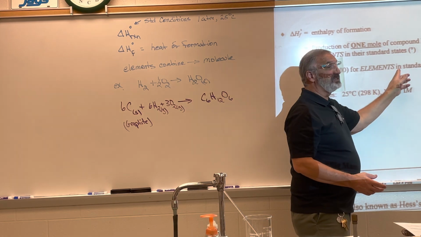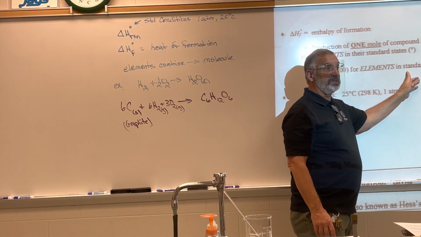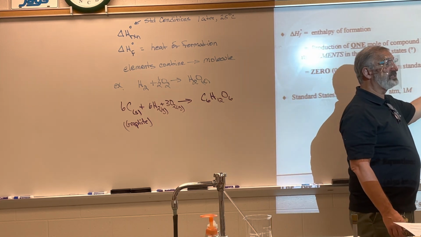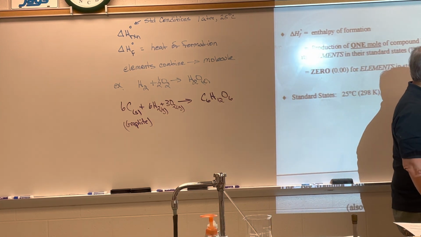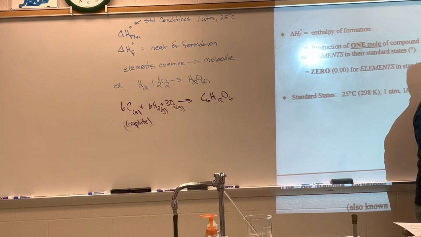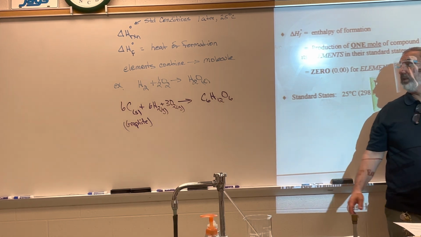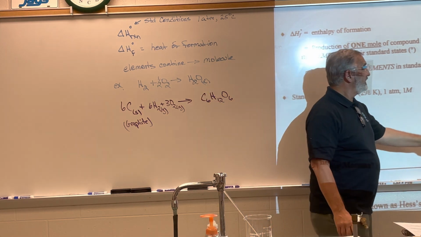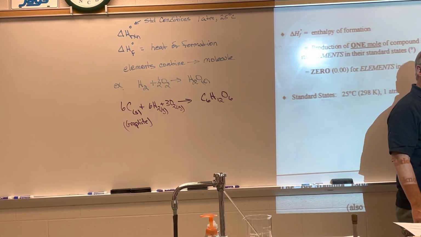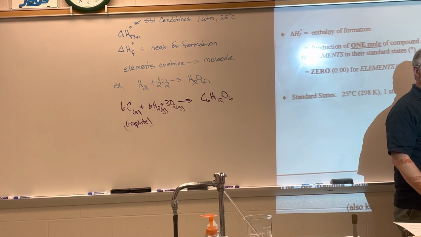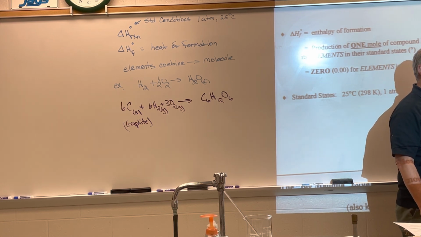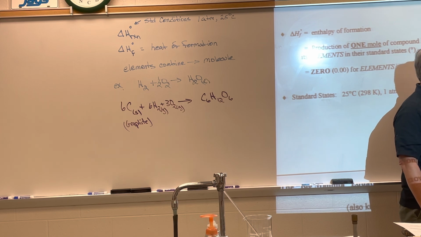So 0 for elements in their standard states. Okay? You're just going to have to know that. So it won't ever be on this table. But when I look at water, negative 286 kilojoules per mole, when hydrogen and oxygen make 1 mole of water, I can expect 286 kilojoules to be released to the surroundings. We know hydrogen is very flammable, so when hydrogen and oxygen burn, they give off a lot of heat. Okay?